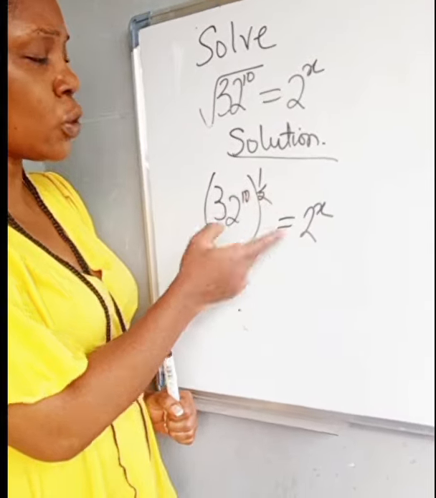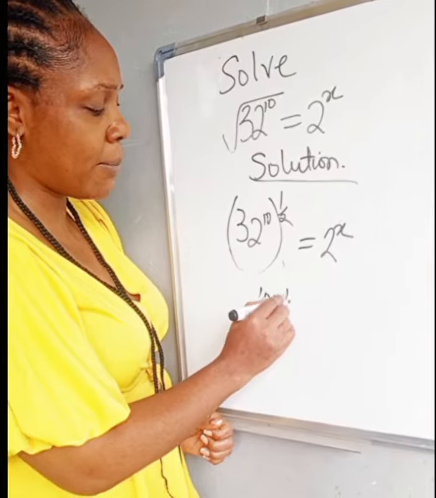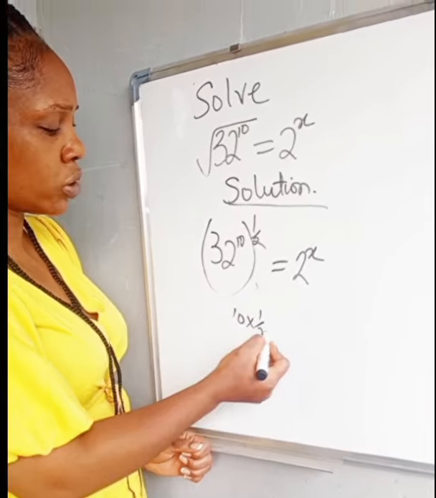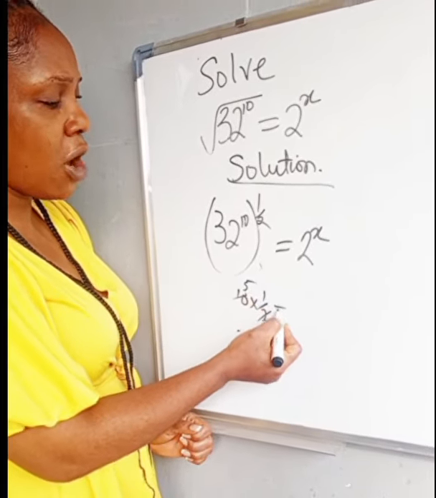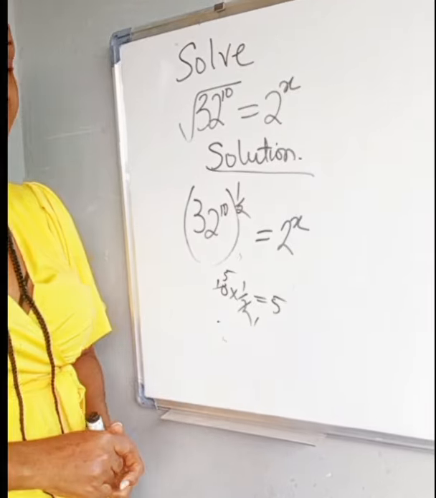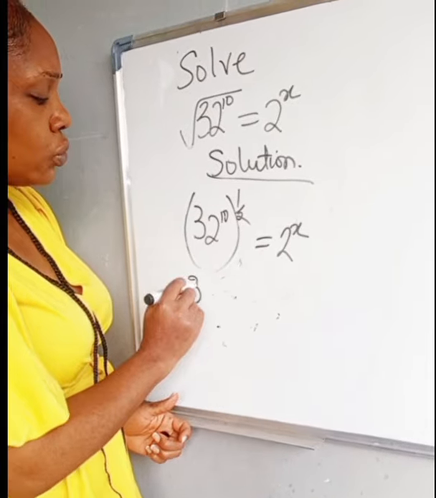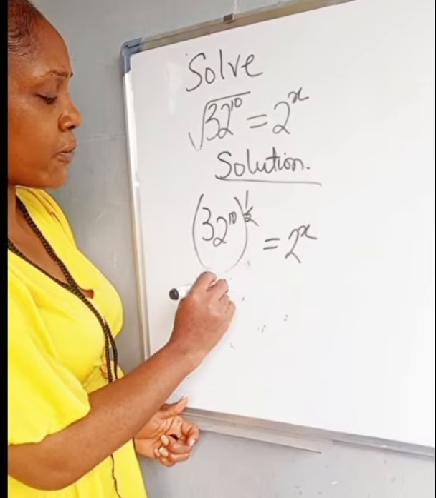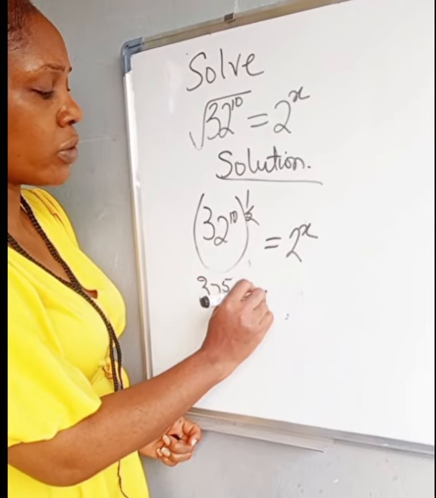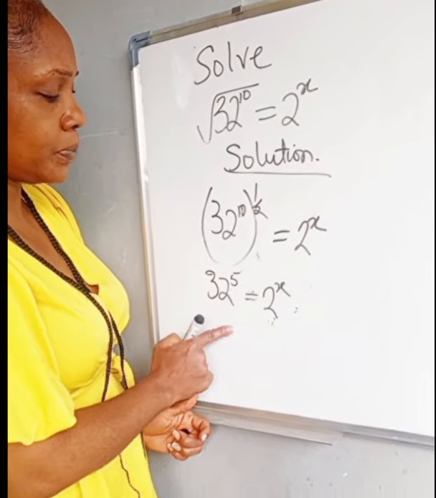And multiplying these two powers, that is 10 multiplied by half, is going to give us what? 2 cancel here, 1, 2 here, 5. Of course, it's going to give us 5. Okay? So we are going to write this as 32 raised to the power of 5 is equal to 2 raised to the power of x.